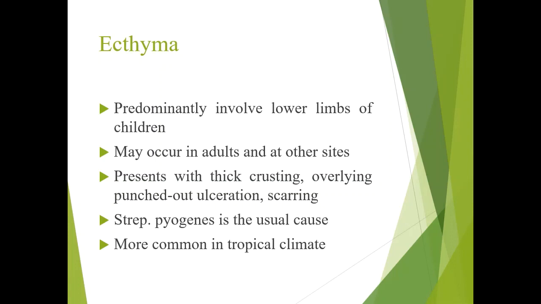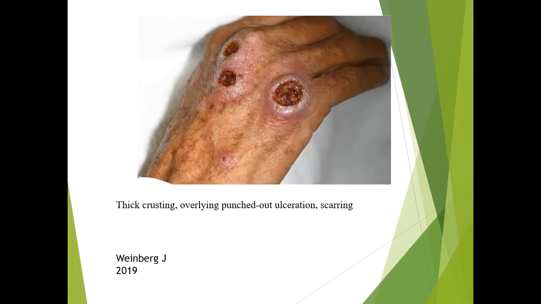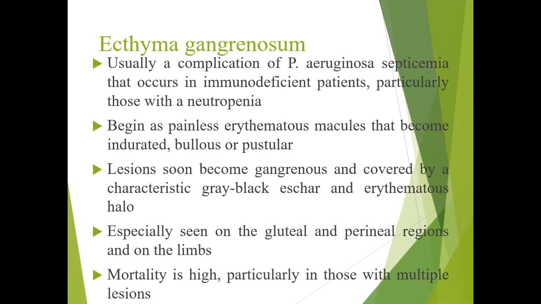Ecthyma predominantly involves the lower limbs in children. In adults, it can involve other sites also. They present with thick crust overlying punched out ulceration and scarring. Streptococcus pyogenes is the usual cause. Most commonly, these are seen in tropical climates. In this picture, we can see thick crusting overlying punched out ulceration and scarring.